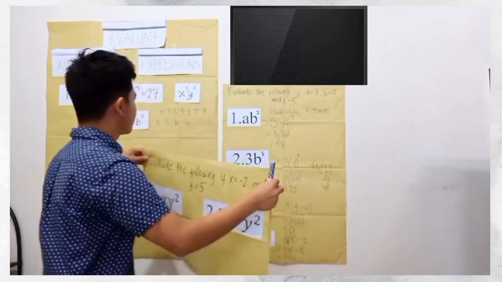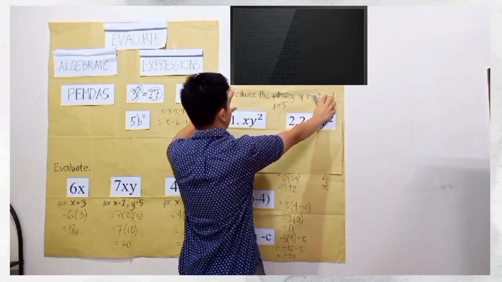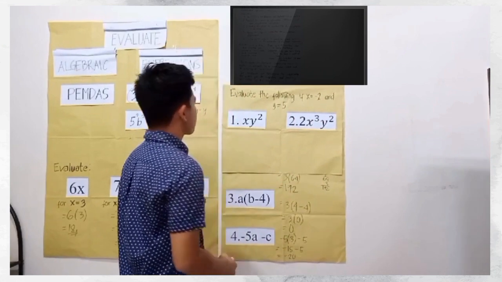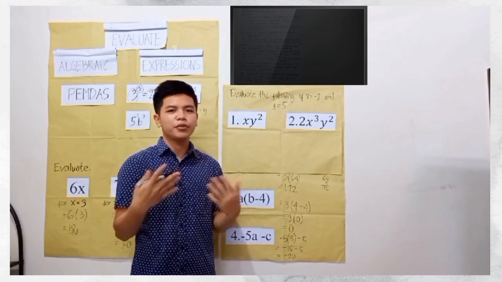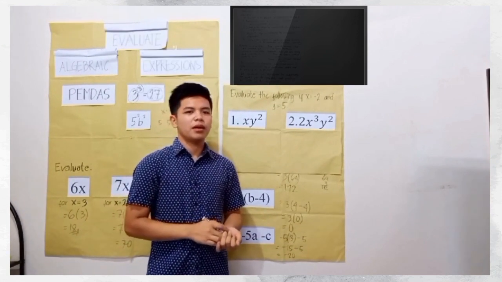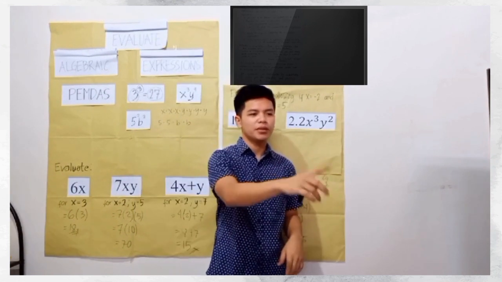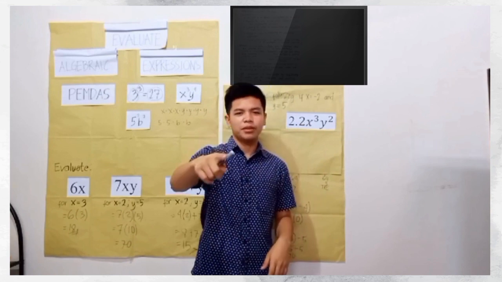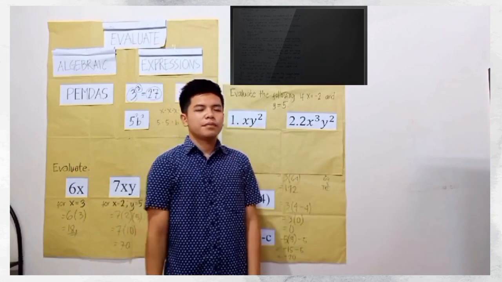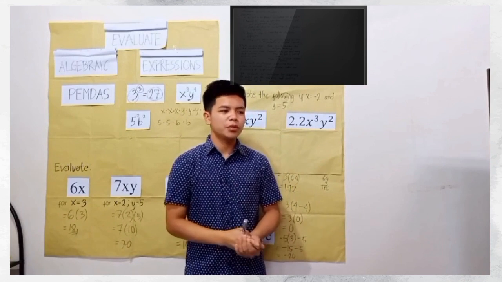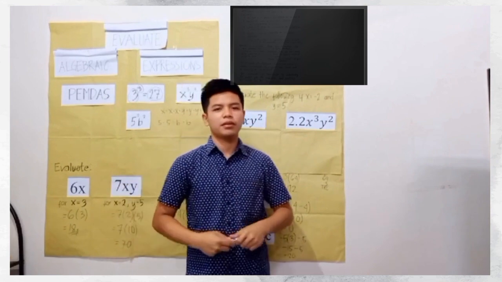This activity is a group activity. I will be dividing the class, grouping you into 4 members. So let's count here first, 1 to 4. 1, 2, 3, 4. 1, 2, 3, 4. 1, 2, 3, 4. So now you will go to your respective groups. Group 1 here, group 2, group 3, and group 4.